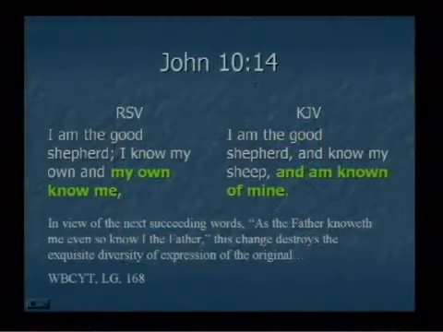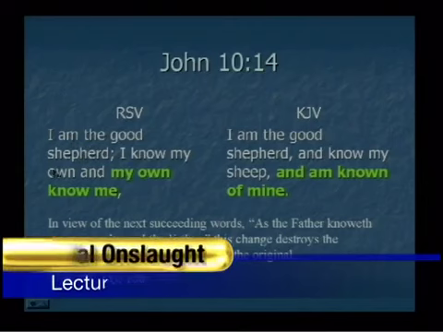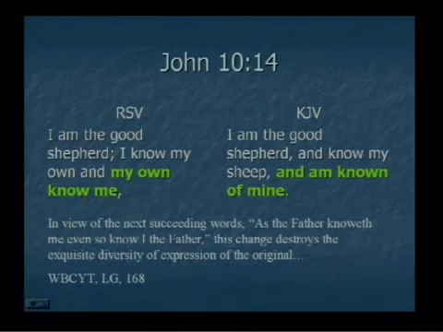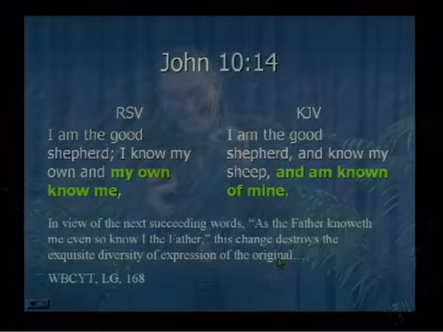John chapter 10 verse 14. I am the good shepherd. I know my own, and my own know me. King James Version. This is subtle. I am the good shepherd and know my sheep and am known of mine. There's a subtle difference there. All right. In view of the next succeeding words, as the Father knoweth me, even so know I the Father, this change destroys the exquisite diversity of expression of the original. Makes grammatical sense, and it gives the relationship between Father and Son, which means that Jesus is God. It's a subtle change to remove some of the power of Jesus Christ.